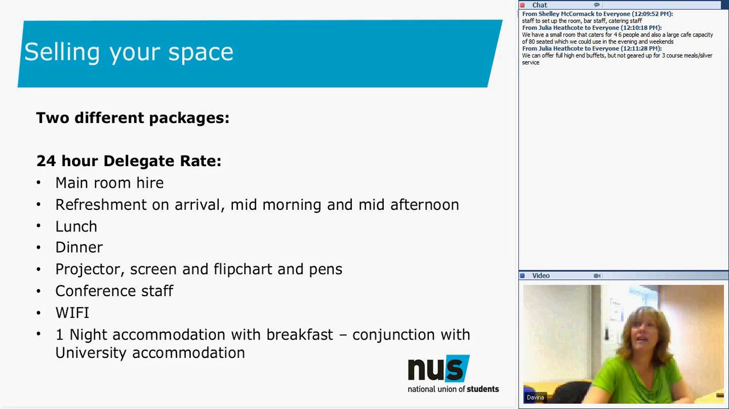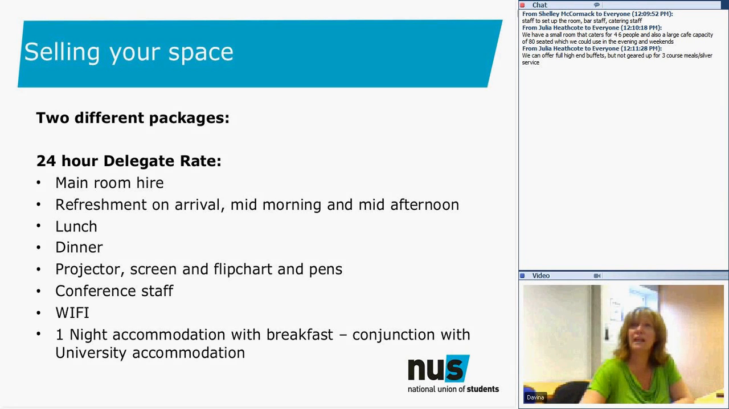Is the 24-hour delegate rate. You can see it includes the main room hire again, refreshments on arrival, and that can be tea and coffee or tea, coffee and biscuits, again, depending on people's budget. Lunchtime on the 24-hour delegate rate, it actually includes dinner as well.